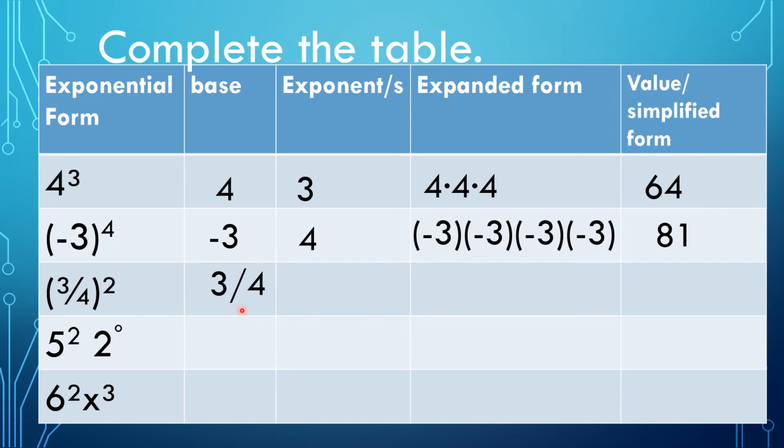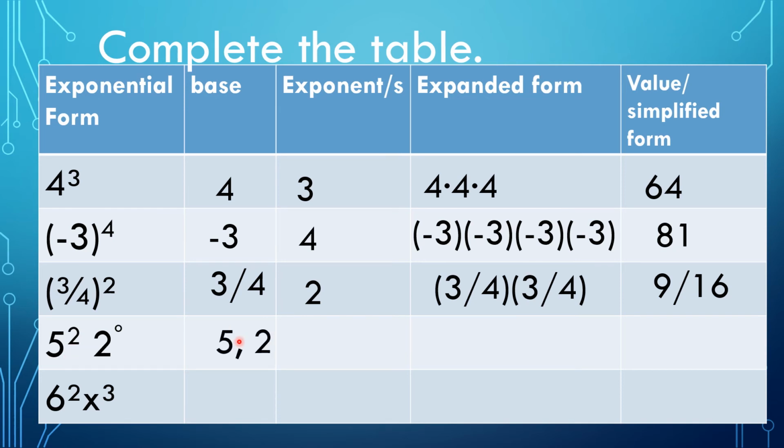3/4, that's the base. Exponent is 2. It means we are going to multiply 3/4 to itself twice. 3/4 times 3/4. So multiply 3 times 3 and 4 times 4. So that is 9/16. 3 times 3, 9. 4 times 4, 16.